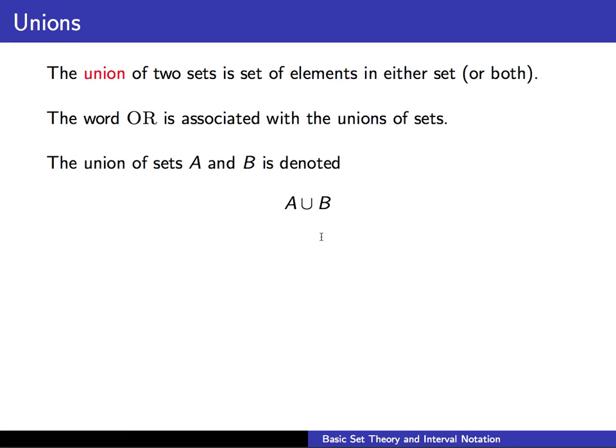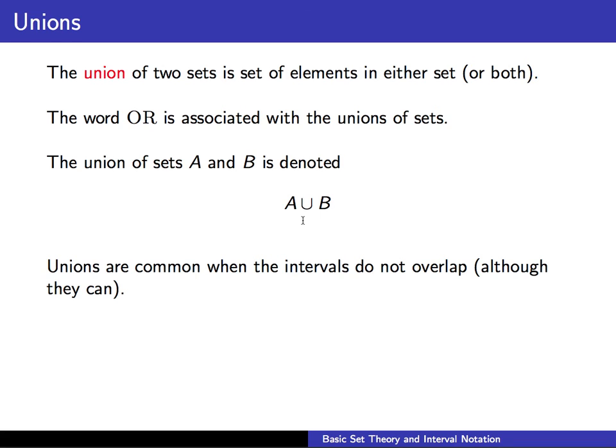So the union of sets A and B uses this U symbol in between, so at least that makes sense. They just got creative and flipped the U upside down for intersection. So A union B is A with a B with a U in between them. Unions are common with intervals that do not overlap, although they are allowed to. These aren't written in stone for unions and intersections, but it is pretty common. So it's the common case that you'll see.